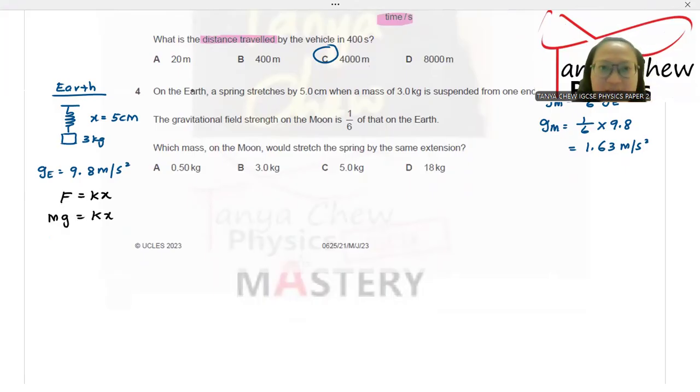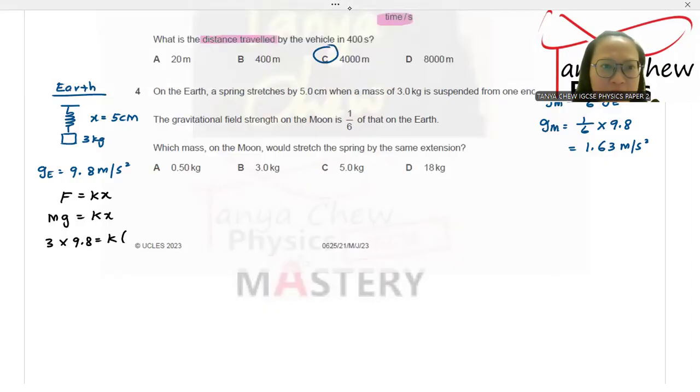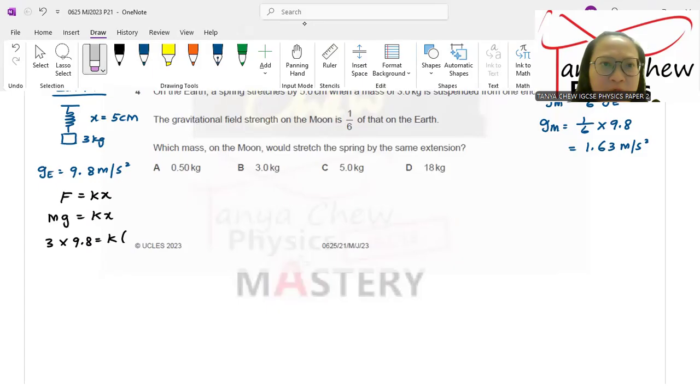Now, from this equation, I would like to find the spring constant for this particular spring. The mass on the earth is 3 and the gravitational field strength is 9.8, which equals the spring constant times the extension. I'm just going to put 5, or if you want to convert it, it is even better because the gravitational field strength of Earth is in meters per second squared. So I'm going to change this 5 cm to meters.